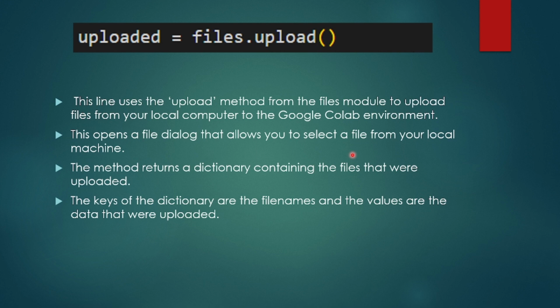This third line of the code uses the upload method from the files module to upload files from your local computer to the Google Colab environment. It will open a dialog and you will be asked to browse and select a file from your computer, and this method will return a dictionary with keys and values. A key will be the file name and the value will be the data that has been uploaded.